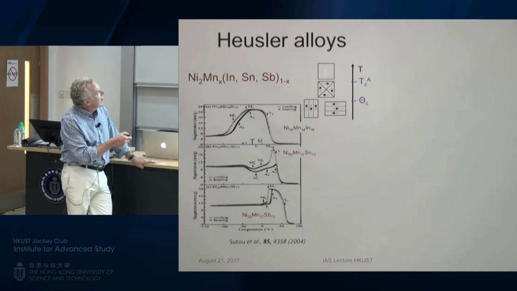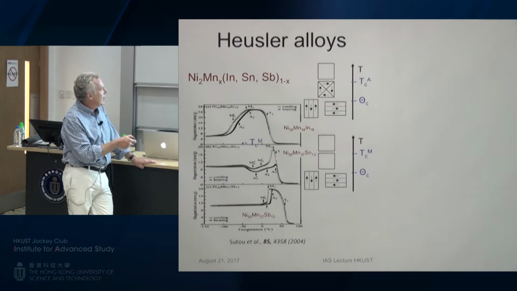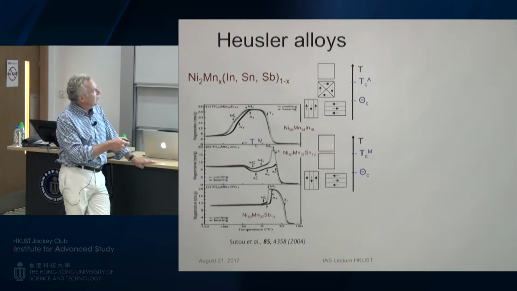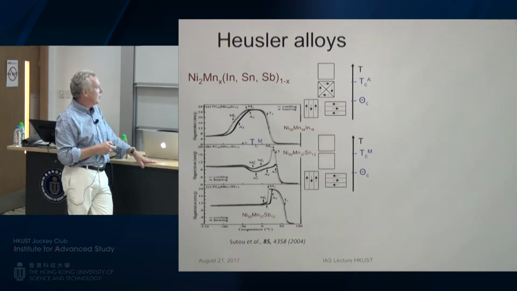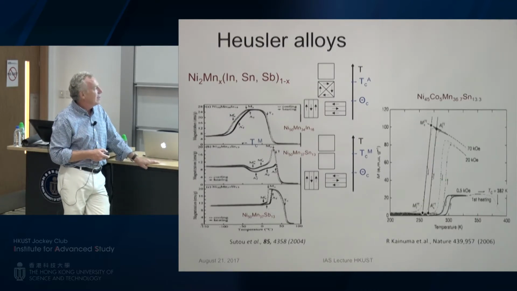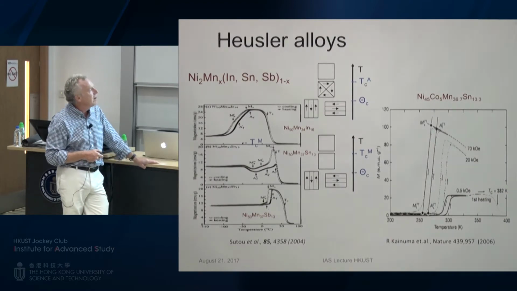So you could represent it in this case with a vertical temperature axis. Here's the austenite phase, the cubic phase, and it magnetically orders, forms magnetic domains, you might say, and then it transforms, and this is also magnetically ordered. So that's an interesting case. In this case right here, this alloy is even more interesting because the high temperature phase is non-magnetic, and you jump by phase transformation to a magnetic phase.